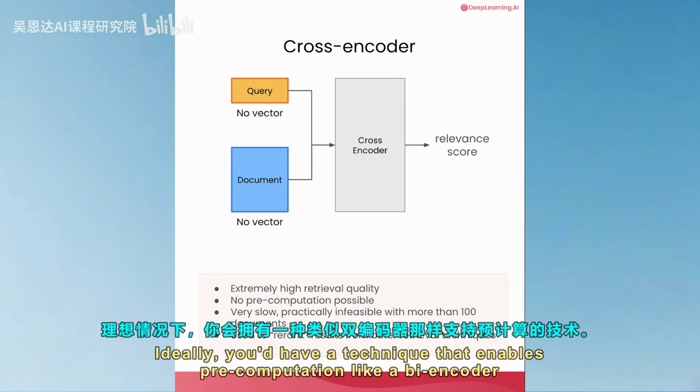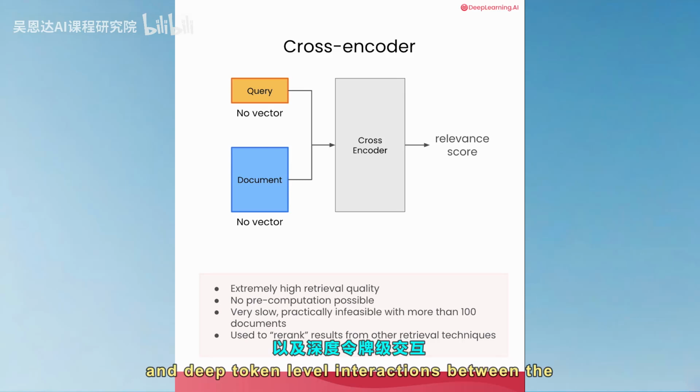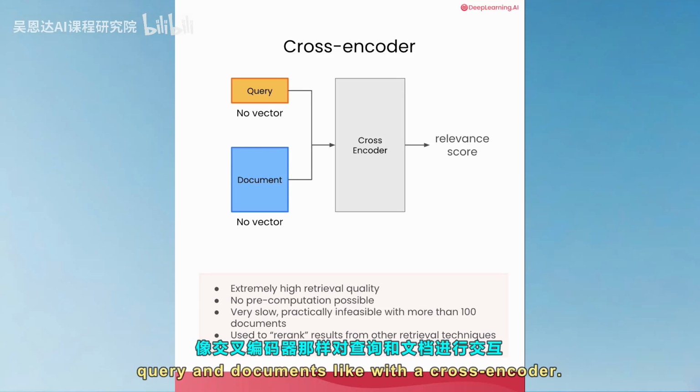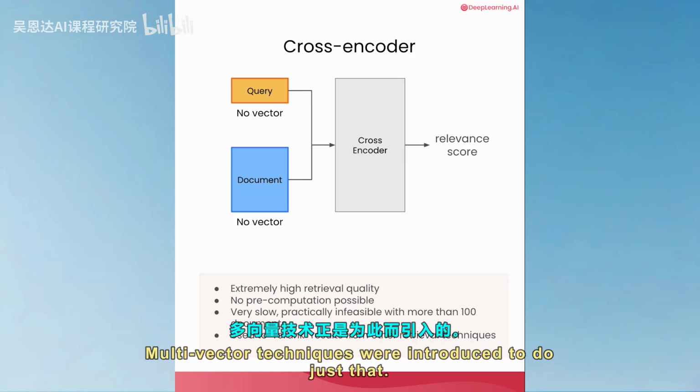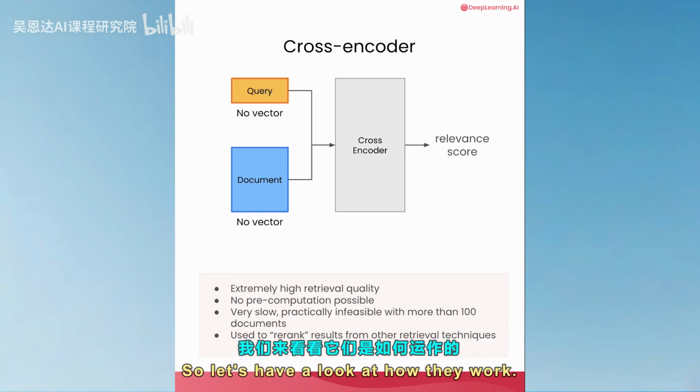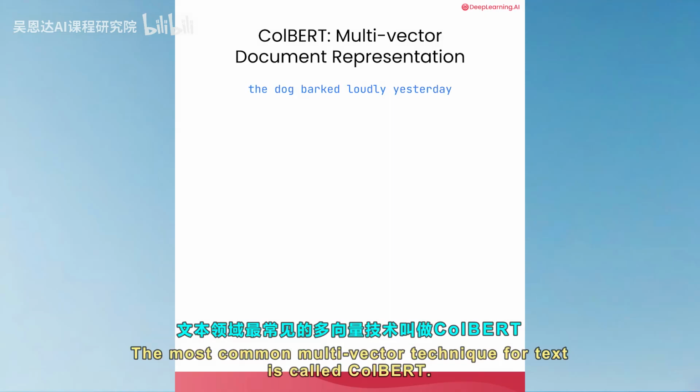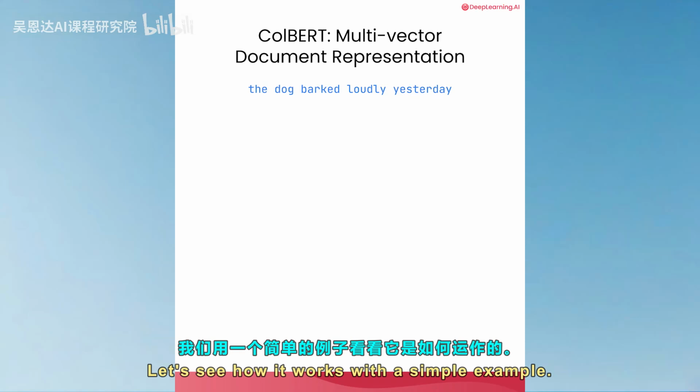Ideally, you'd have a technique that enables precomputation, like a bi-encoder, and deep token-level interactions between the query and documents, like with a cross-encoder. Multi-vector techniques were introduced to do just that, so let's have a look at how they work. The most common multi-vector technique for text is called ColBERT. Let's see how it works with a simple example.